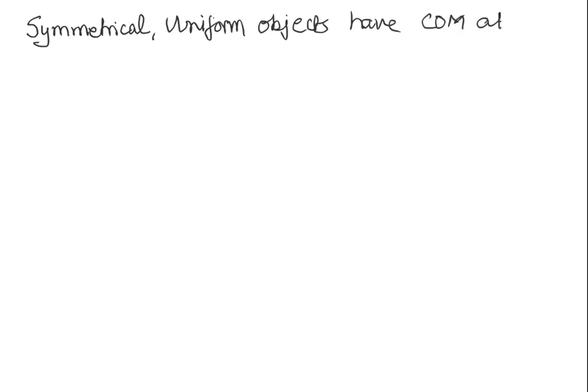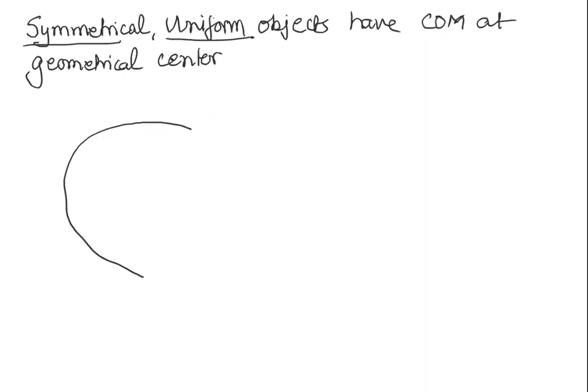But you have to remember that symmetrical, uniform objects have center of mass at the geometrical center. अब इसका मतलब क्या है? What is the meaning of symmetrical and what is the meaning of uniform? हाँ चेतन. What do we mean by symmetrical and what do we mean by uniform? Well, symmetrical का मतलब you already know.